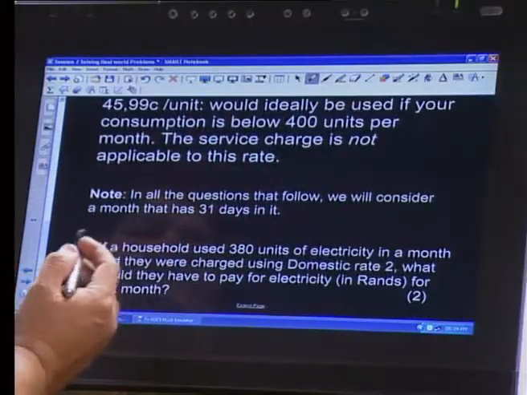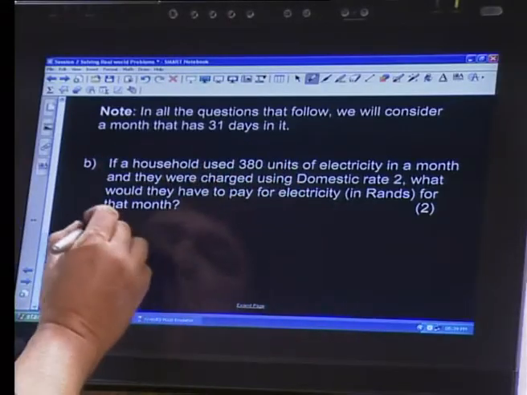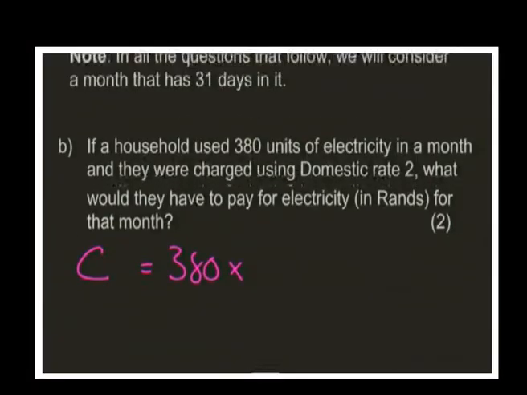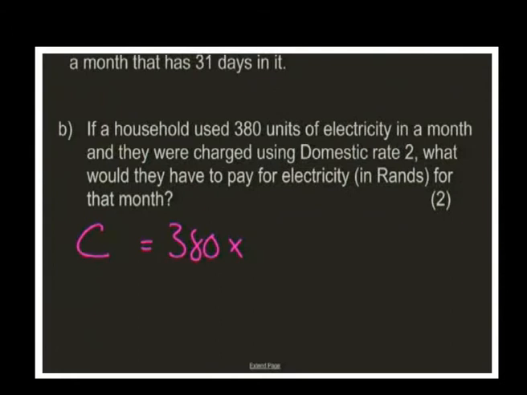I bet I can tell you what the next question's going to be. Let's have a look. The next question's going to be, if a household used 380 units using domestic rate 2, what would they have to pay? Now that was quite obvious they were going to ask that question. The first question, how much are you going to pay to use rate 1? Now, how much are you going to pay to use rate 2? So let's go for it. Okay, so we're going to say, right, our cost here is going to be 380 units. Multiply that by, and how much are they charging us? 45.99 cents.